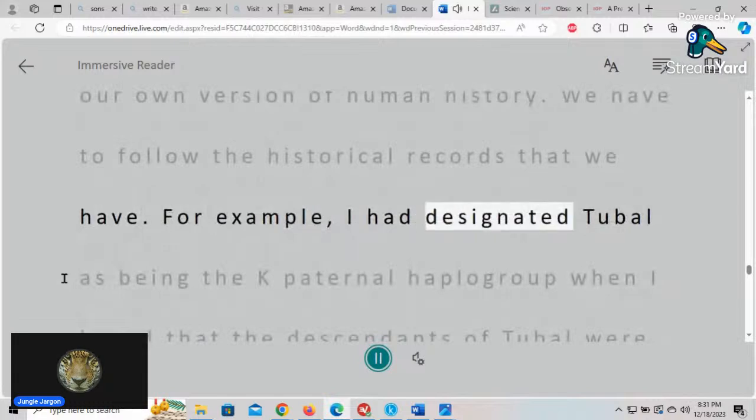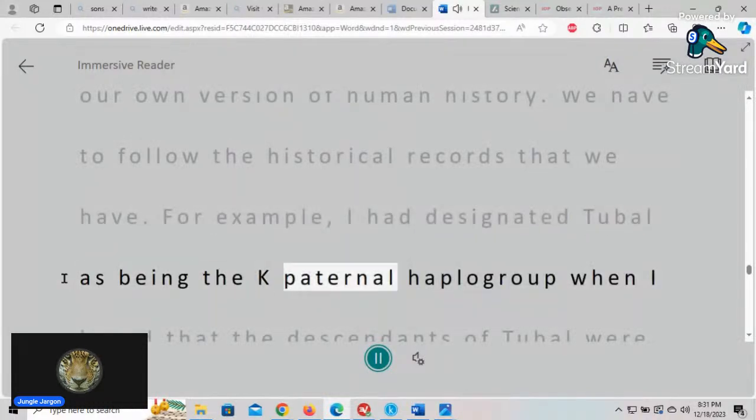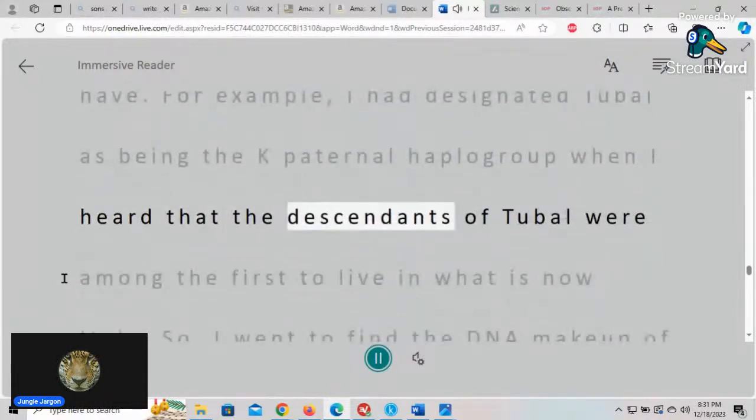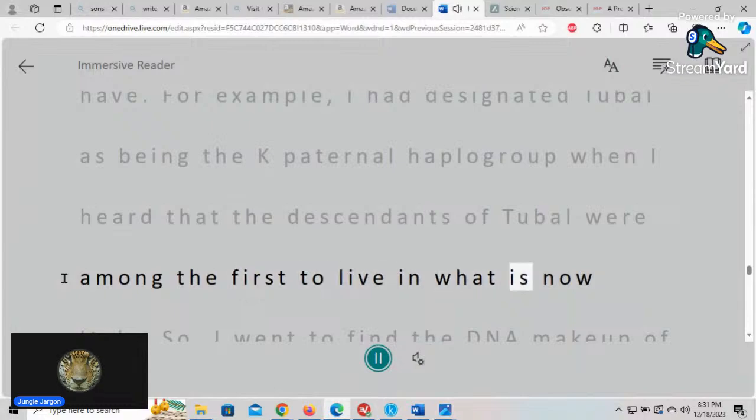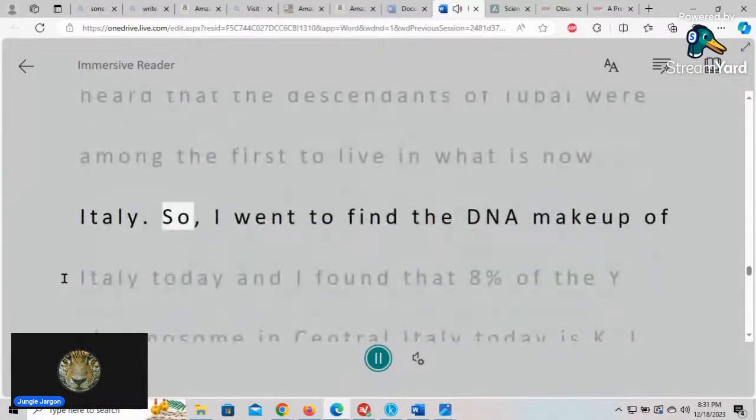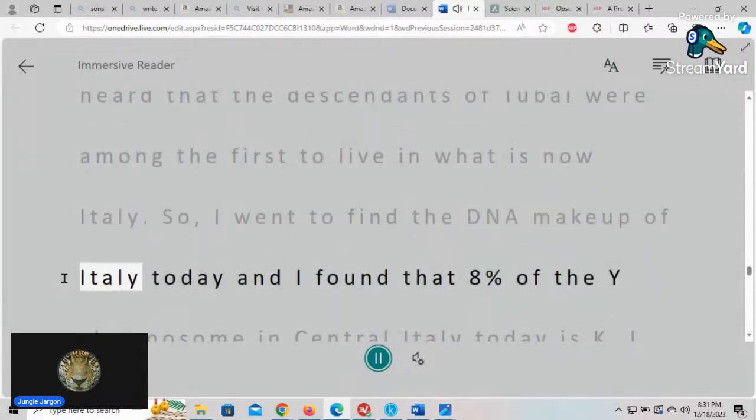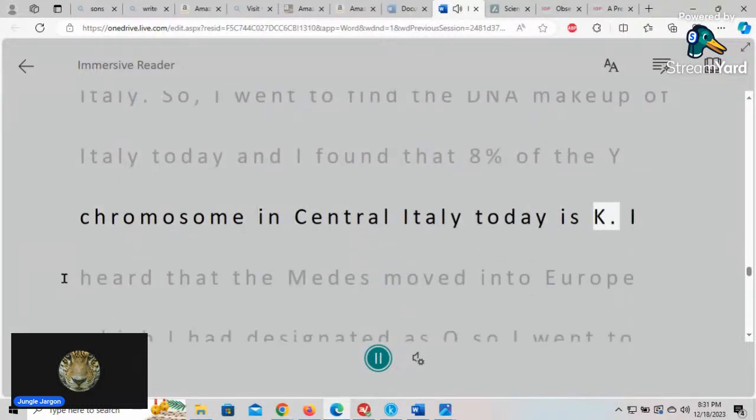For example, I had designated Tubal as being the K paternal haplogroup when I heard that the descendants of Tubal were among the first to live in what is now Italy. So, I went to find the DNA makeup of Italy today, and I found that 8% of the Y chromosome in central Italy today is K.